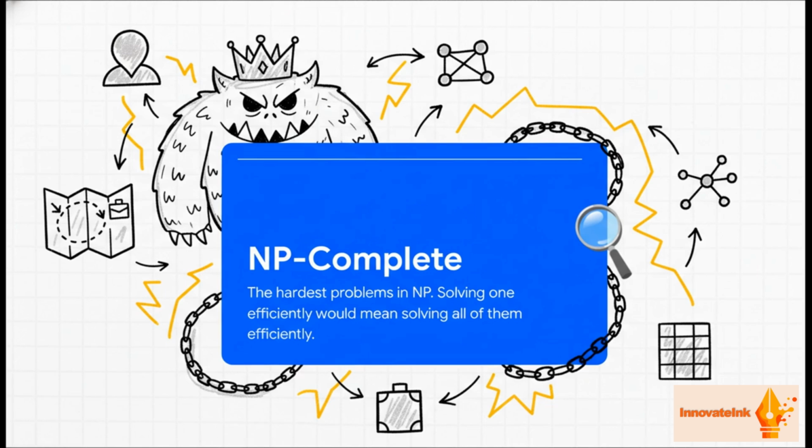And then you have the NP-complete problems. These are the final bosses of the NP world. They're the absolute hardest of the hard, and they're all bizarrely connected. If you could find a fast, efficient solution for just one of them, like the famous traveling salesman problem, you would have instantly found a fast solution for all of them. And that would change the world. Seriously, it would affect everything from drug discovery and logistics to breaking almost all modern cryptography.